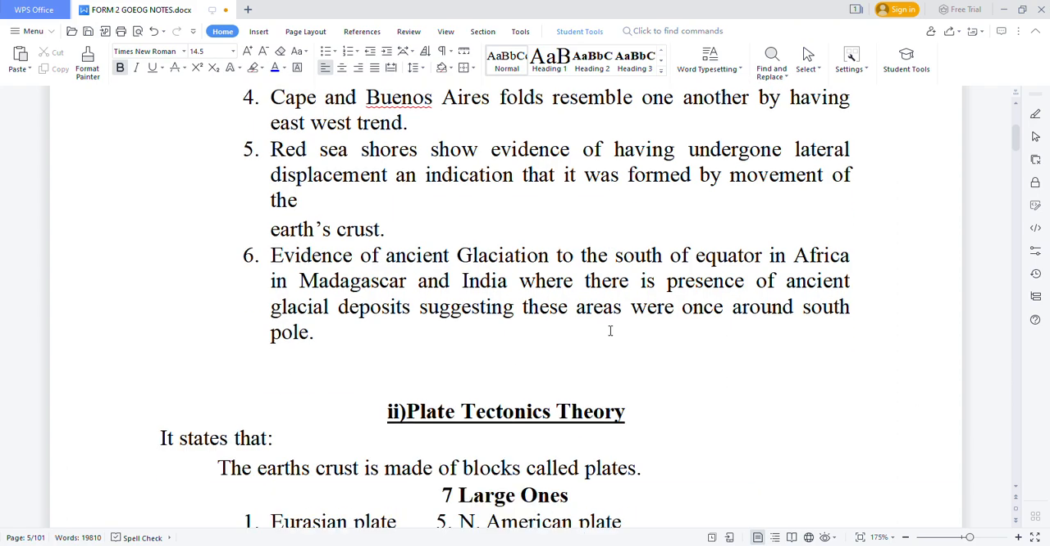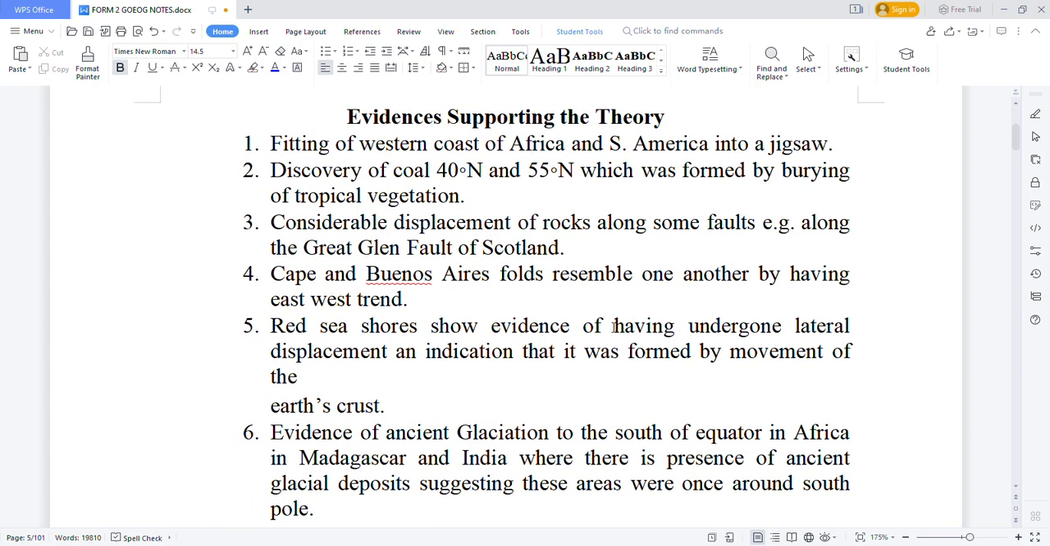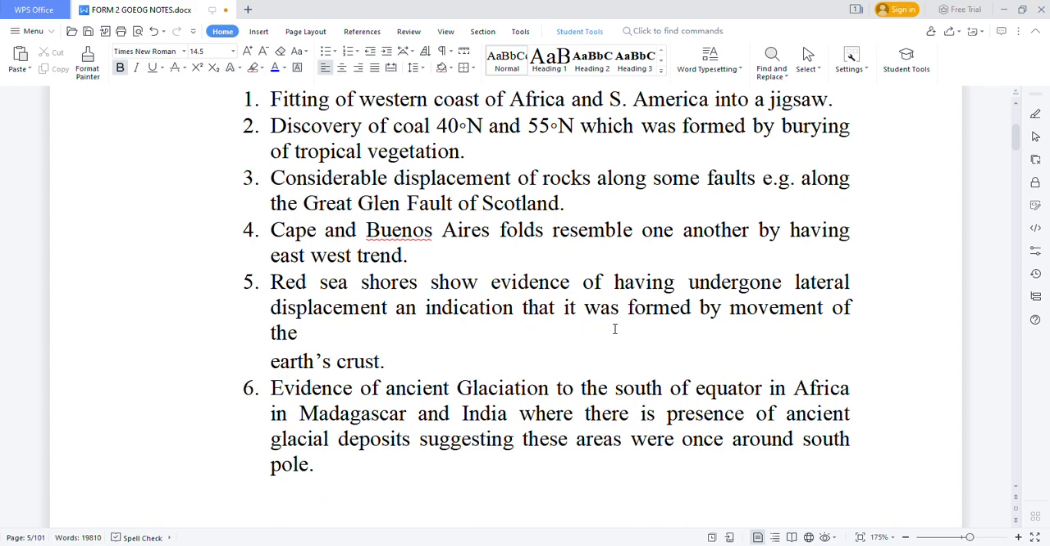The 6th and very last evidence is evidence of ancient glaciation to the south of the equator in Africa, Madagascar, and India, where there is presence of ancient glacial deposits suggesting these areas were once around the South Pole. Those are the evidence of the continental drift theory. You must know them as a student since they will be in your exams.